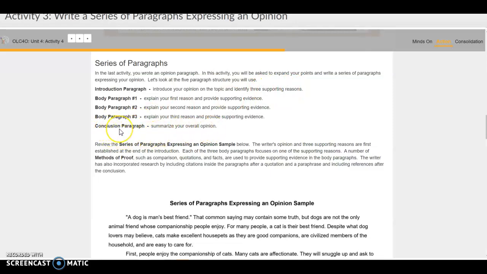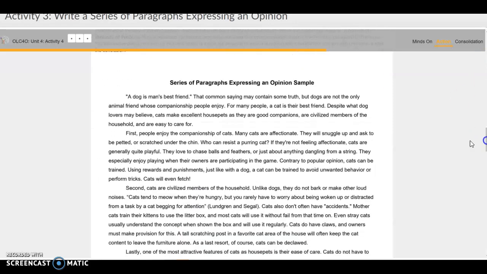So now what you're doing is you're essentially taking that opinion paragraph structure and elongating or extending it so that you can include more explanation and more evidence. And instead of writing that one paragraph, you're turning it into five. So that's the goal. And what I'd like you to do is review the series of paragraphs expressing an opinion sample. And that sample is right here.